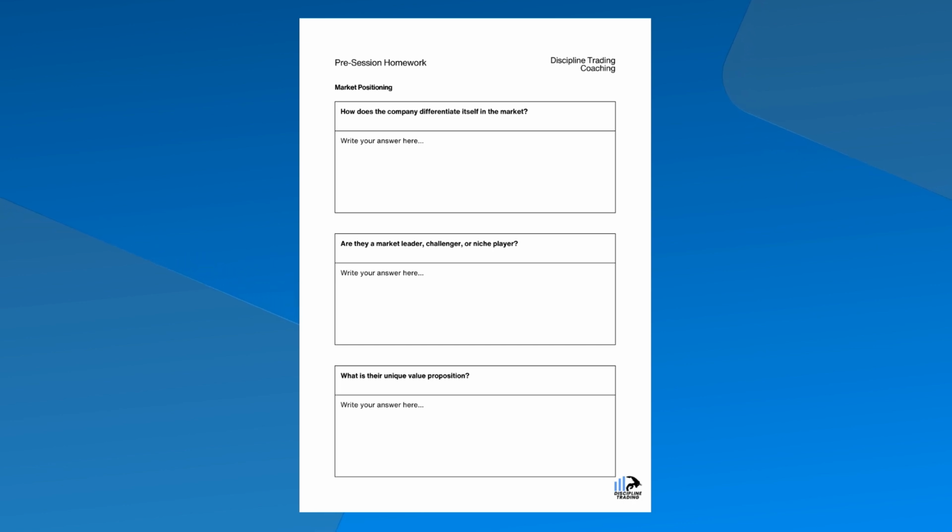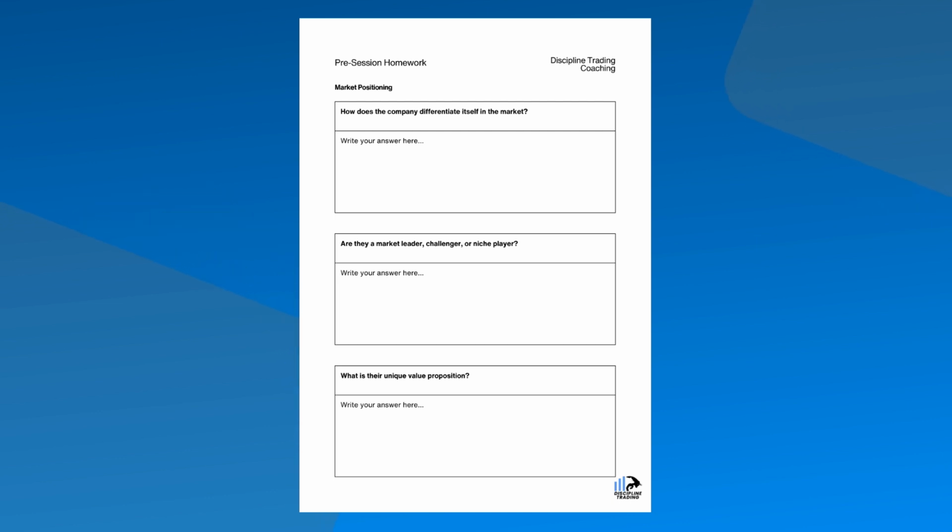Page 5, market positioning. The first bucket is, how does the company differentiate itself in the market? What are some of the things that the specific company you're digging into right now does to differentiate itself in the market? Are they a market leader, challenger, or a niche player? Are they the Walmart, or are they coming in to challenge like an Amazon, or do they just carve out a specific portion of the business for Walmart? That's what you want to determine in this space for your company.